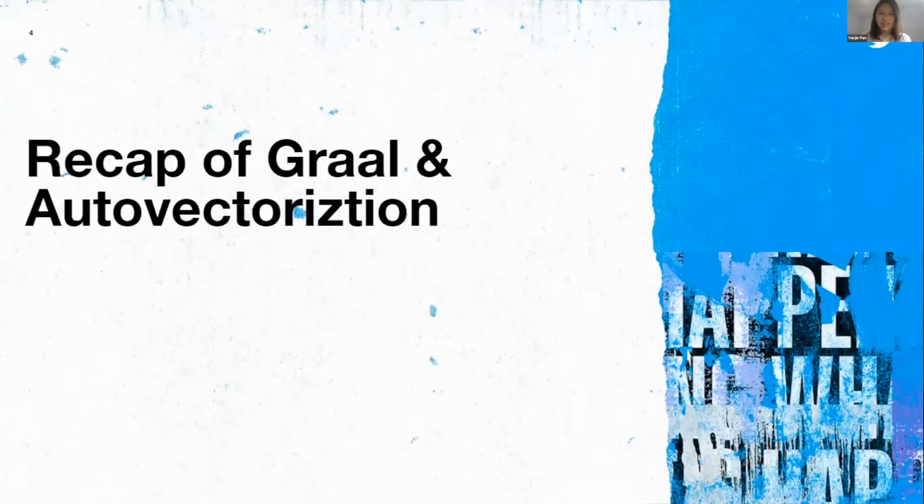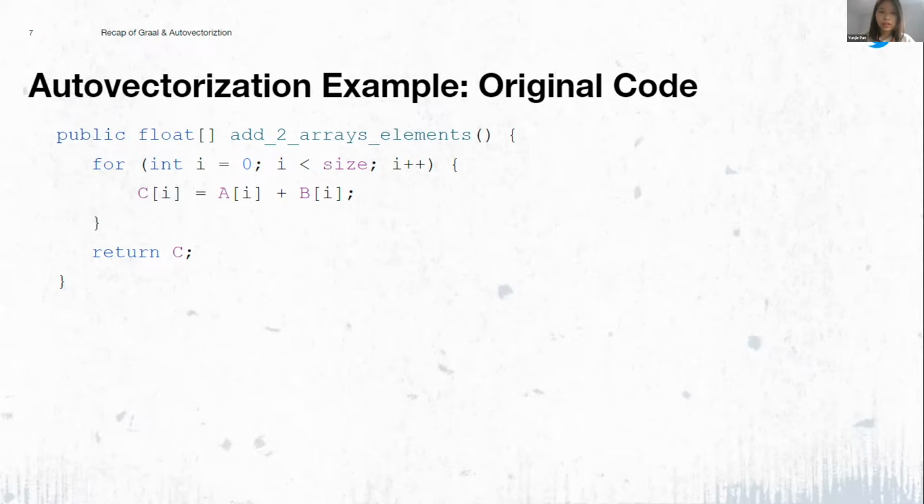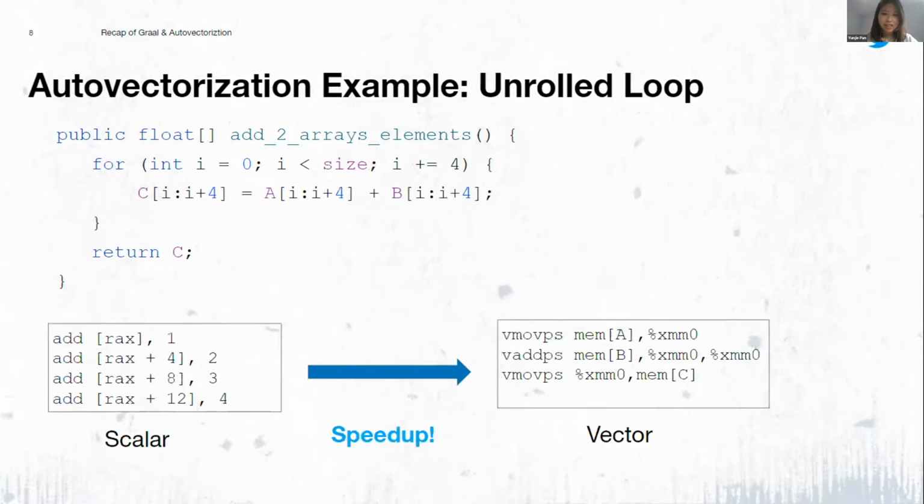So first, let's have a quick recap of vectorization. Let's look at the simple example of code here. It's adding two arrays A and B and storing the results into a new array C. After we unroll the loop by a factor of 4, we could transform the scalar version of the code into vector instructions. Since the memory accesses are reduced, we could see an overall speedup of this code.